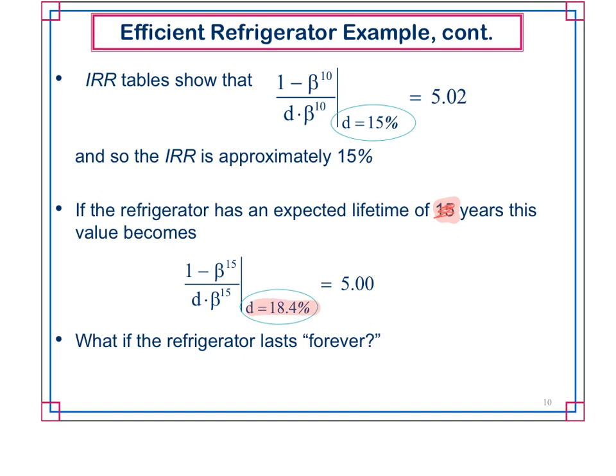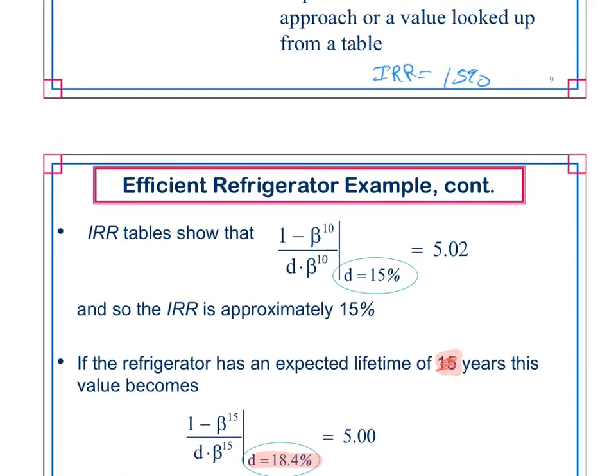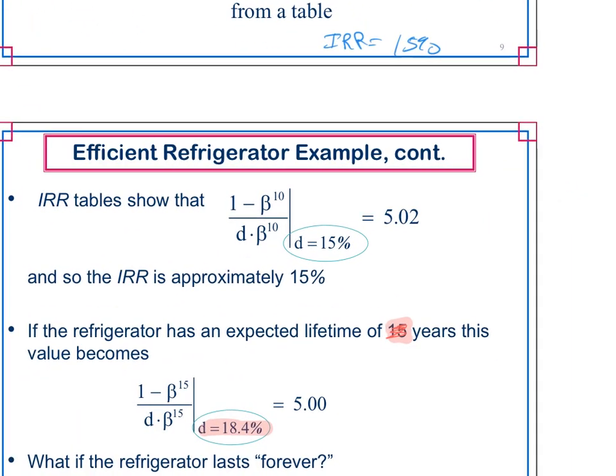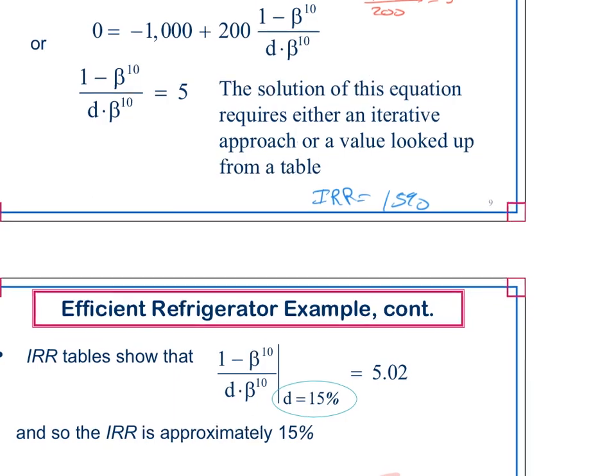What would it be if the refrigerator never dies? What would be your interest rate? Beta goes to 0, so 1 over D is 5. 1 over D is 5? So D is 0.2 or 20%. Very good.